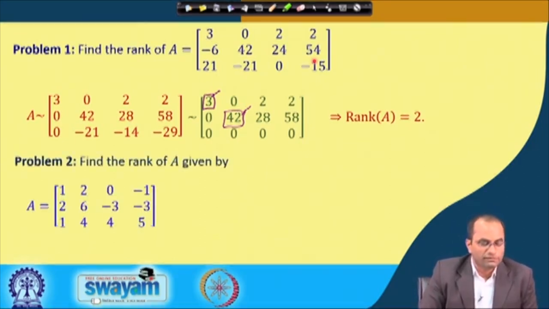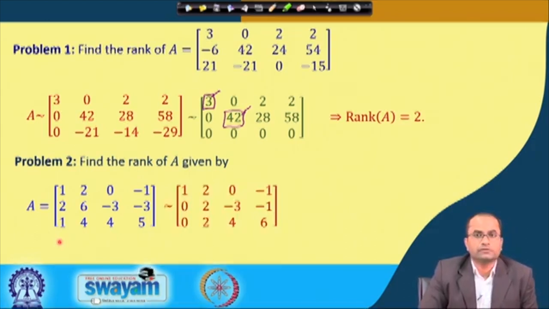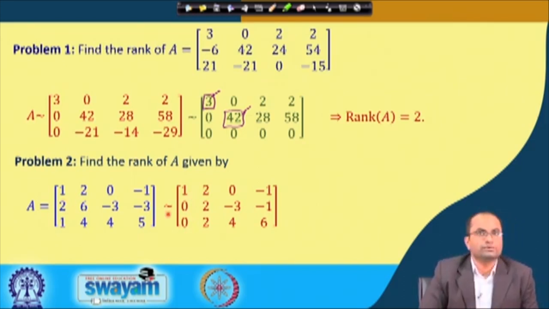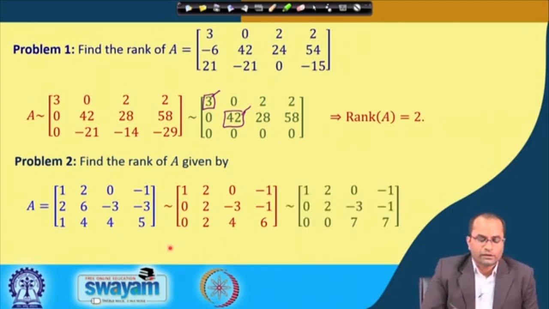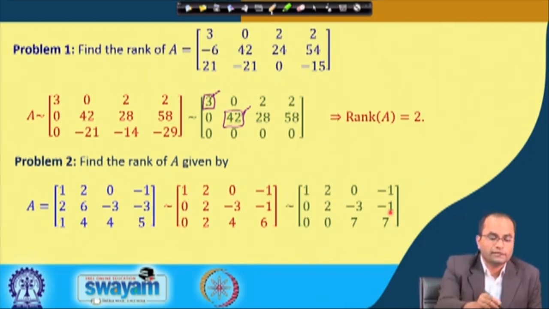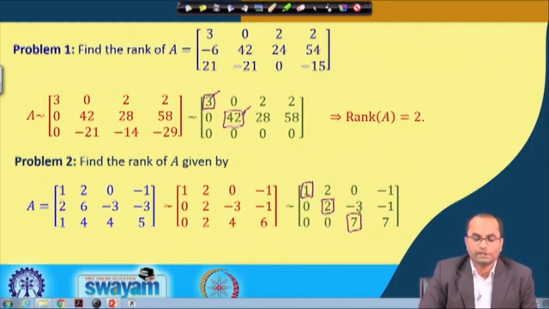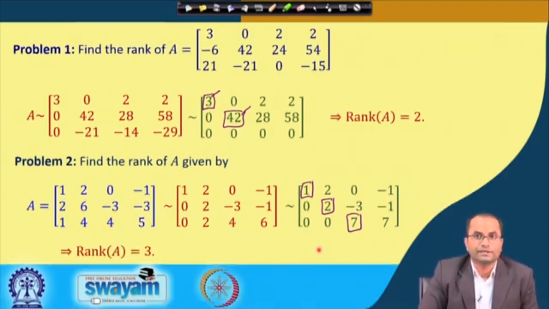Let us take another example where we will find the rank of A. The A is given by this: 1 2 0 minus 1, and 2 6 minus 3, and minus 3 1 4 4 5. So, with this matrix again, we will reduce it to the row reduced echelon form. First we will set these elements to 0, so 2 and 1, where we get 0, 0 here. In the second step, we will try to set them to 0 below this 2, so it is set to be 0, and now we can count the pivots here. So, this is a pivot and this is a pivot and this is also a pivot here. So, we have 3 pivots in this case, and therefore, the rank of this matrix A is 3.